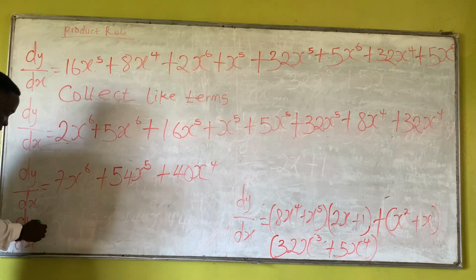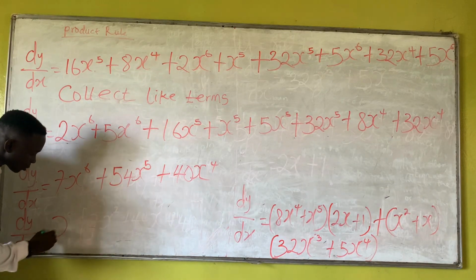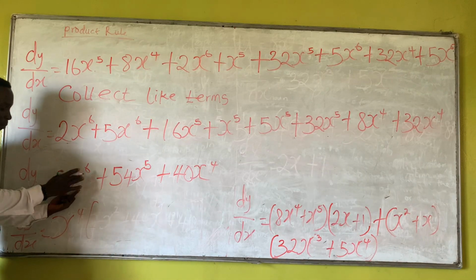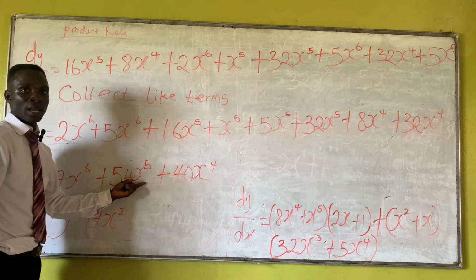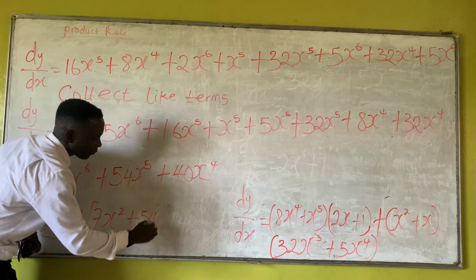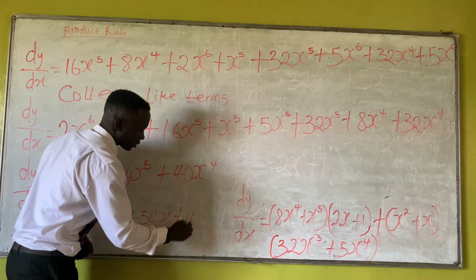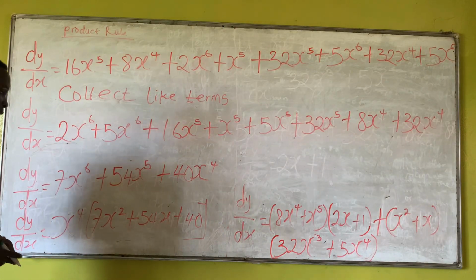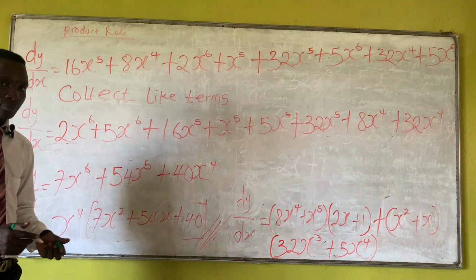So from this now, x raised to the power of 4 is common. Take it out. If we take x raised to the power of 4 out from here, we'll be left with 7x squared. Remove x raised to the power of 4 from here, we are going to have plus 54x. Remove x raised to the power of 4 from here, we'll be left with 40. So if we differentiate that particular question, this becomes the final answer.